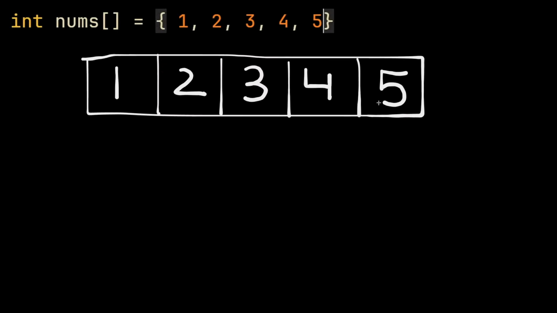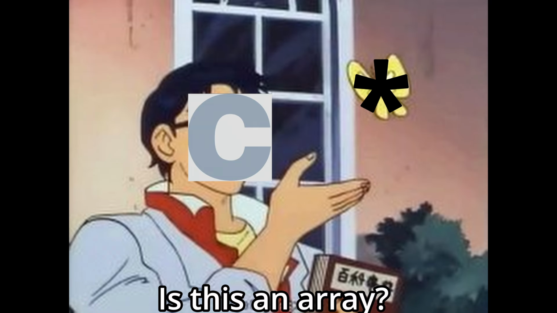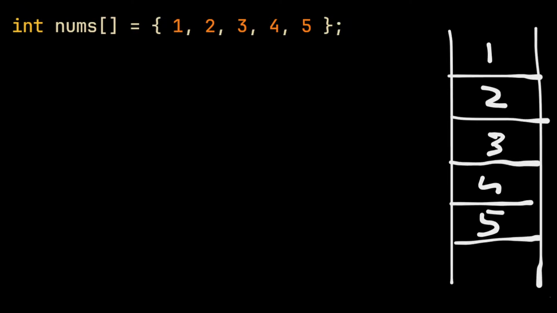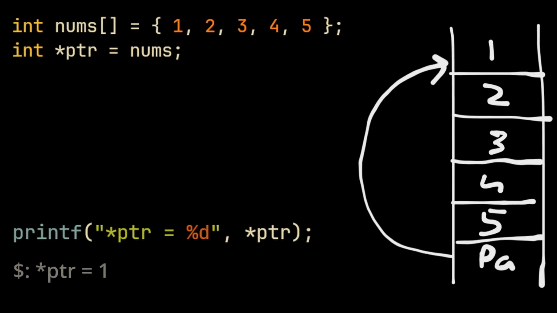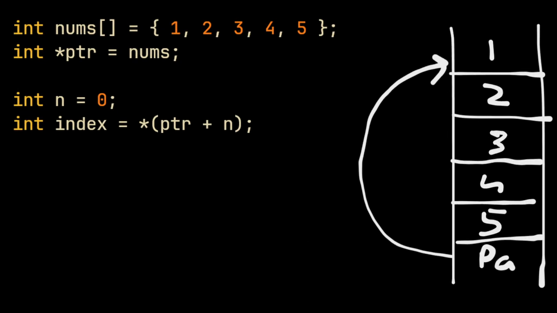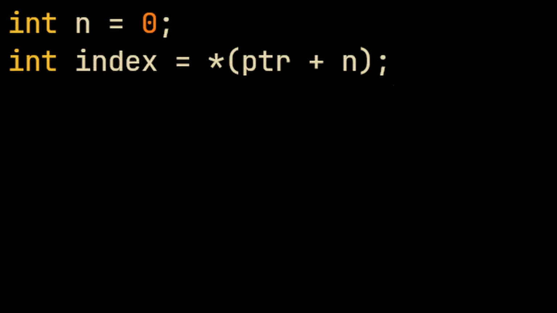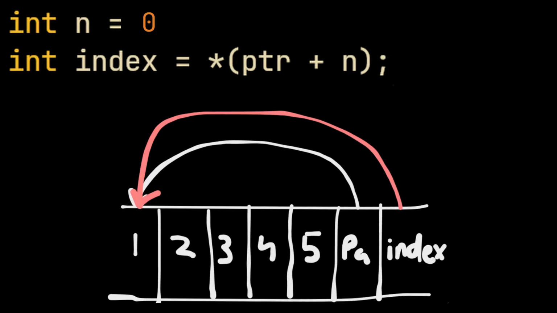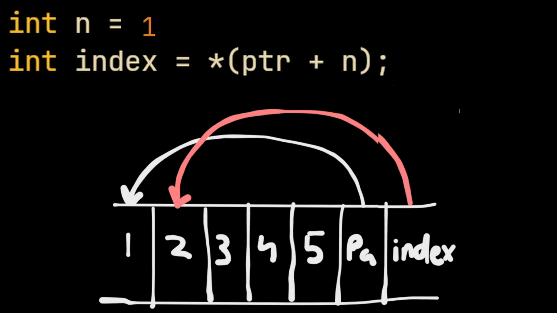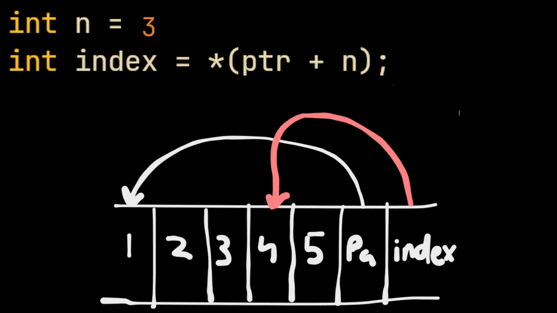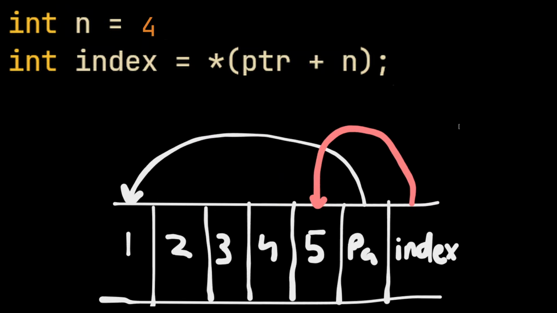This is an array. It looks awfully like the memory. Arrays and pointers are very related. If you create a pointer that points to the array, we'll have a pointer that points to 1 in the array. We can then do this little syntax and iterate n up, and we can see if you print index, it will print the nth value. So in simple terms, this is the same as this.